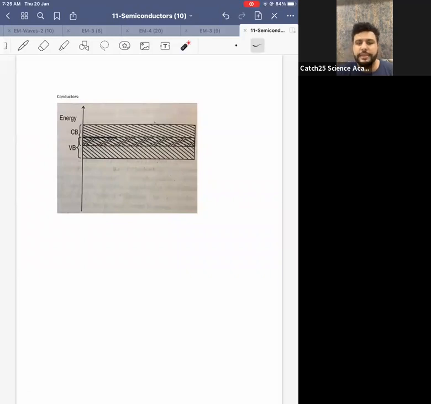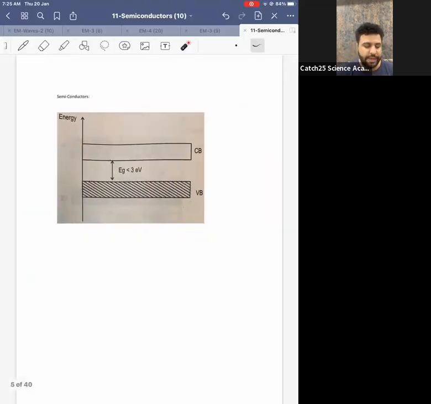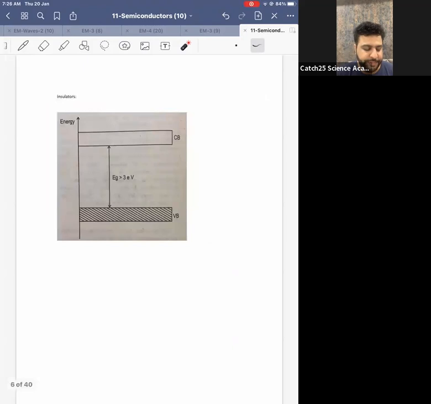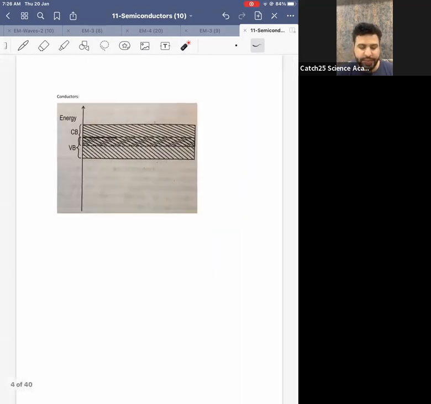If I ask you why conductors conduct full electricity, you will tell me because there is no gap between valence band and conduction band. If I ask you why semiconductors conduct partially, because there is a small gap between valence band and conduction band. And for insulators, the gap is large between valence band and conduction band. Is this much clear?